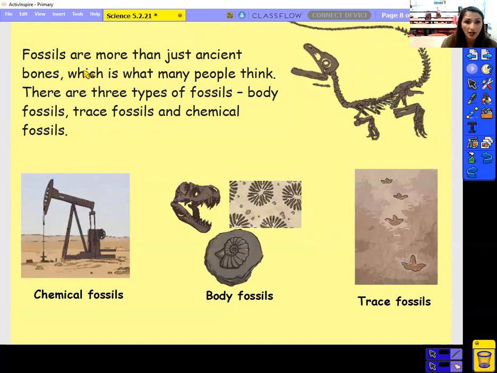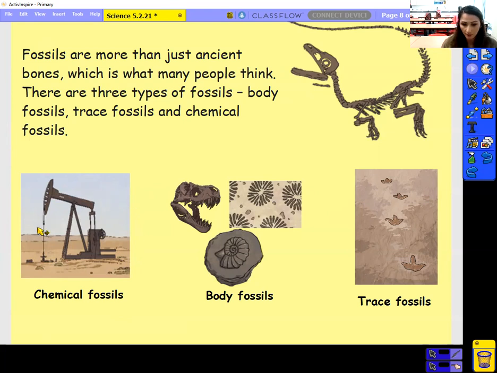Fossils are more than just ancient bones, which is what many people think. There are 3 types of fossils: body fossils, trace fossils, and chemical fossils. So we're going to have a look at chemical fossils first. Now, you might think, oh, that's a bit of a weird picture. But we actually use fossils in our day-to-day life, okay? We call them fossil fuels, okay? And these fossil fuels are used for our lighting, for our electricity, for our heating. And we mine these fossils, these oils, for helping our day-to-day living.